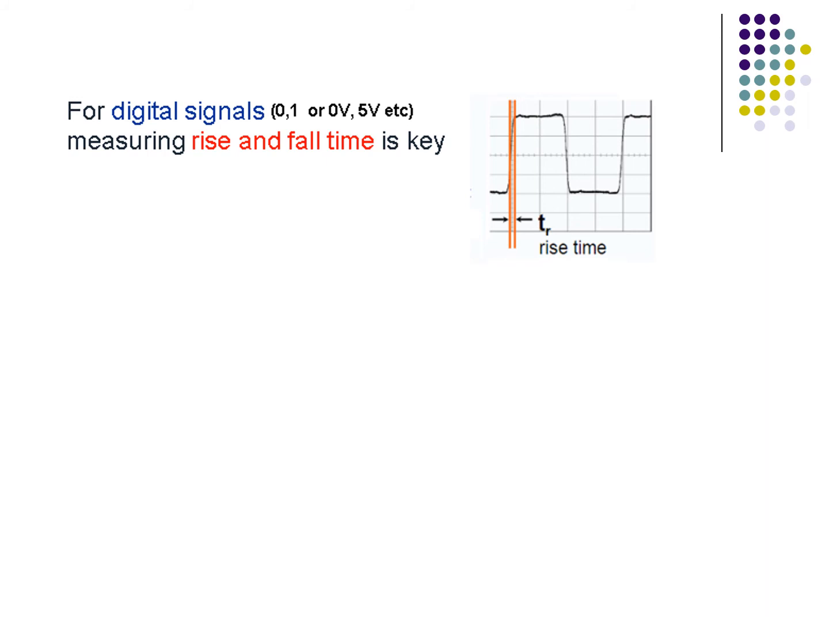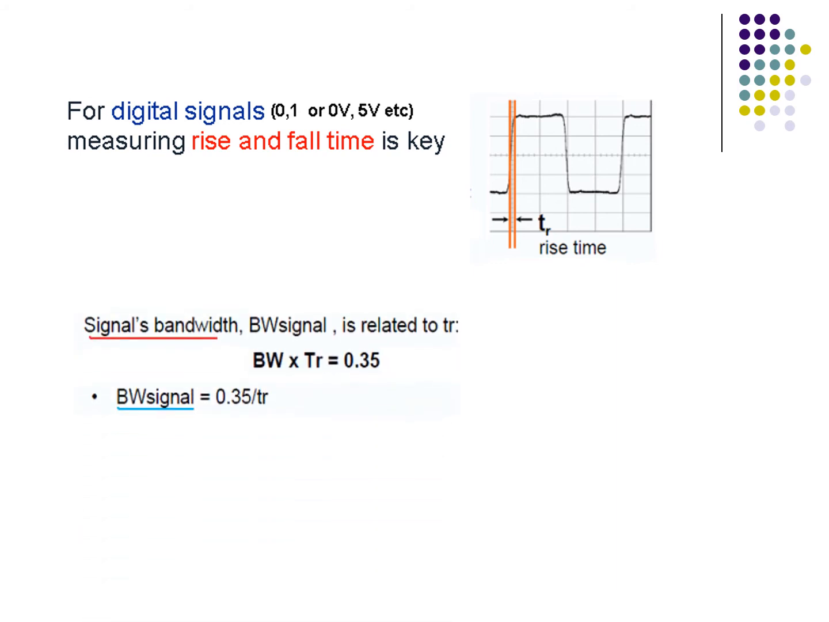And this obviously is more important for digital signals. We want it to be more accurate. And keeping in view the rise time and fall time, we can also determine the bandwidth. So the bandwidth of a signal, bandwidth multiplied by rise time, should be equal to 0.35. This is also again a rule of thumb. And so from here, the bandwidth of the signal can be 0.35 divided by rise time, if we know that.